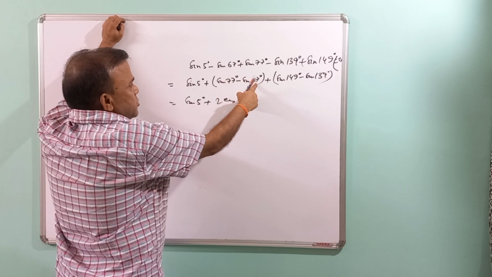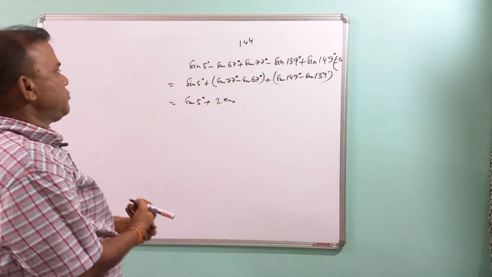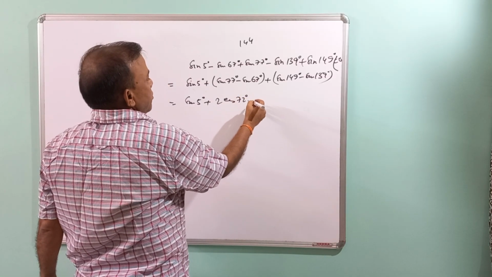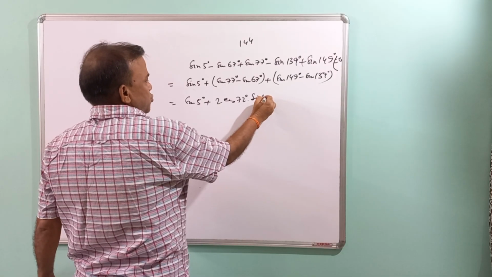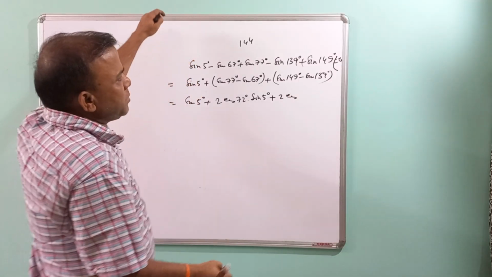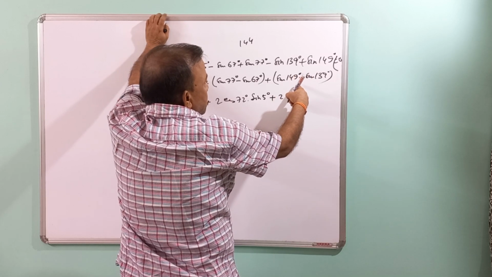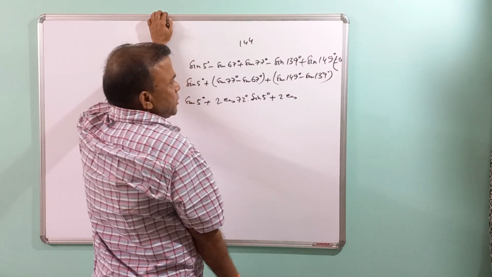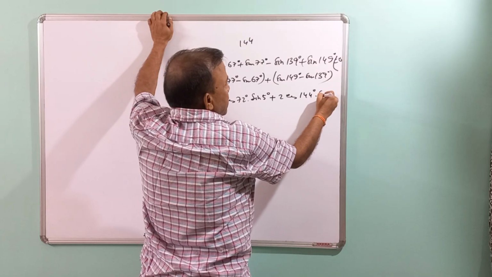77 plus 67 means 144, 144 by 2, 72 degree, into sin of 77 minus 67, 10 degree by 2, 5 degree, plus 2 cos of 149 plus 139, that means 288, by 2, 144 degree, into sin 5 degree.